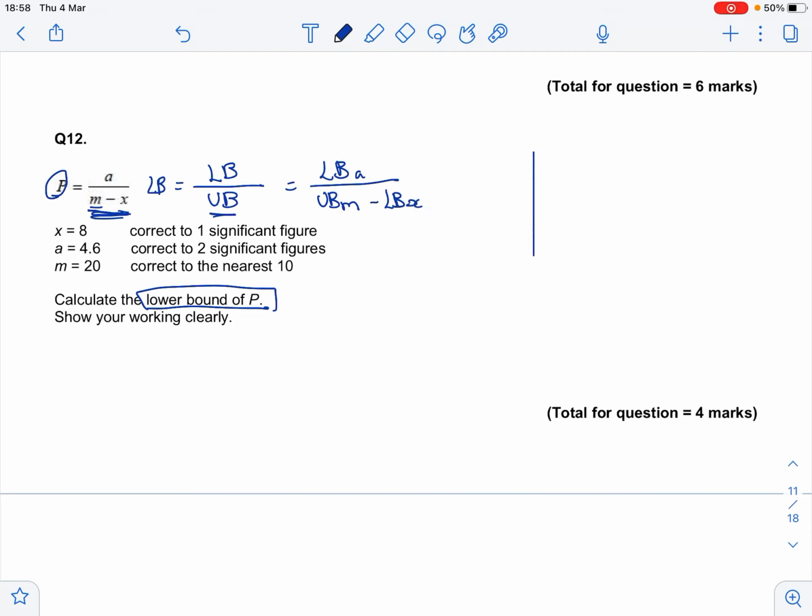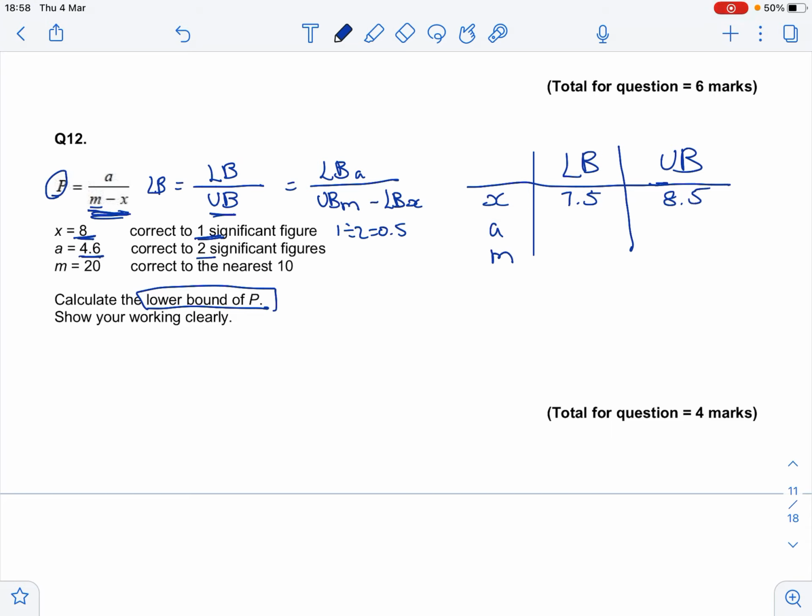So how I like to do it, I'd like to draw a little table. I write my lower bound and upper bound. And for my A, so I have 3 letters, X, A, and M. My X is rounded to 1 significant figure, so it's on my unit. So this will be 1 divided by 2, which is 0.5. Subtract 0.5, which is 7.5, gives me the lower bound. Add 0.5, which is 8.5, my upper bound.